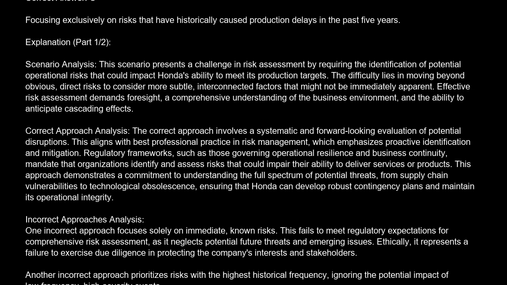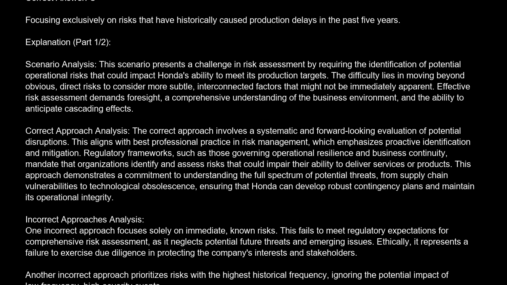The difficulty lies in moving beyond obvious, direct risks to consider more subtle, interconnected factors that might not be immediately apparent. Effective risk assessment demands foresight, a comprehensive understanding of the business environment, and the ability to anticipate cascading effects. Correct approach analysis. The correct approach involves a systematic and forward-looking evaluation of potential disruptions. This aligns with best professional practice in risk management, which emphasizes proactive identification and mitigation.